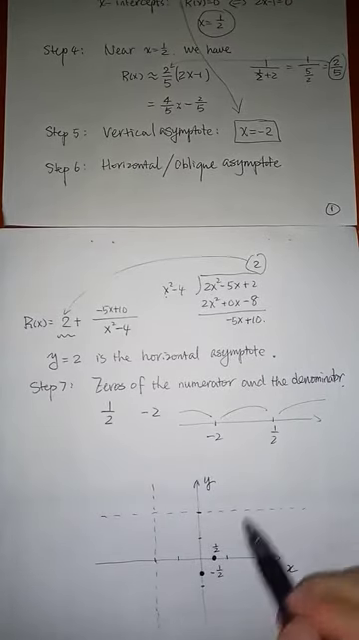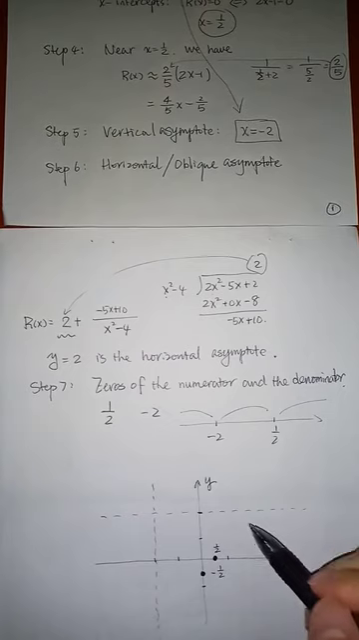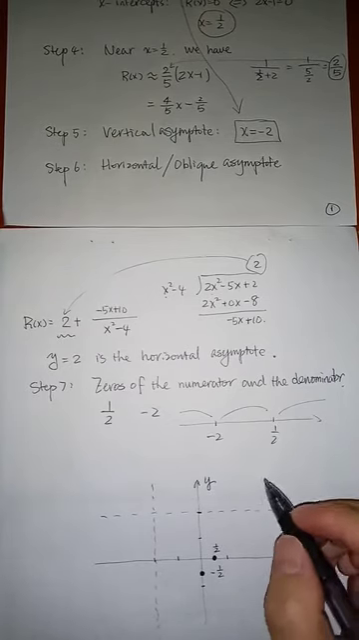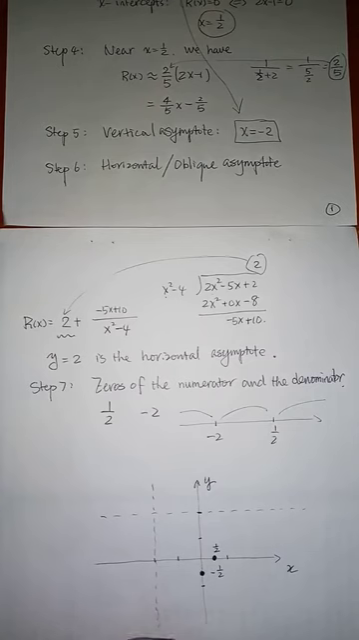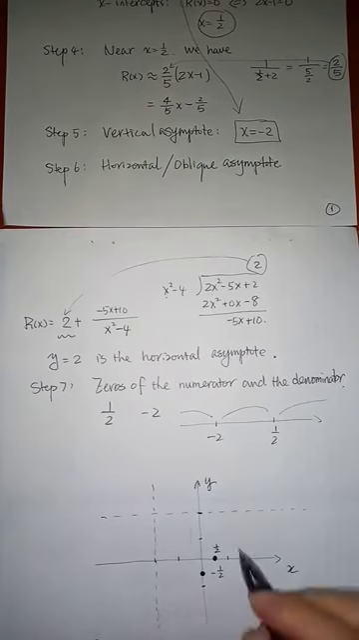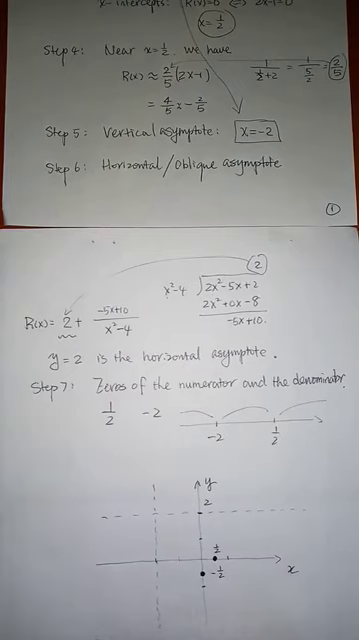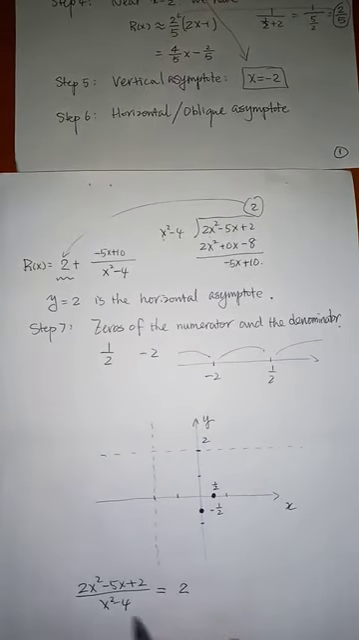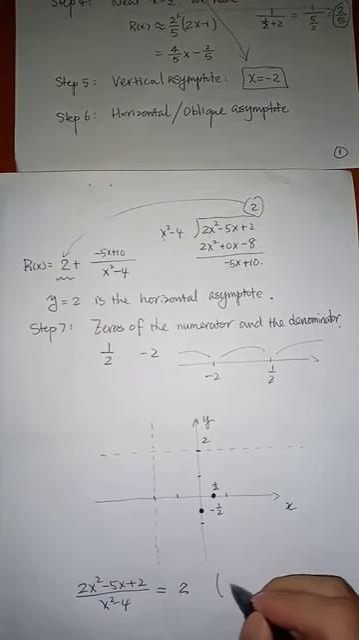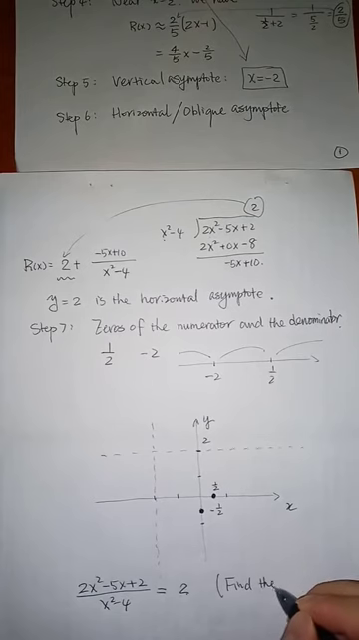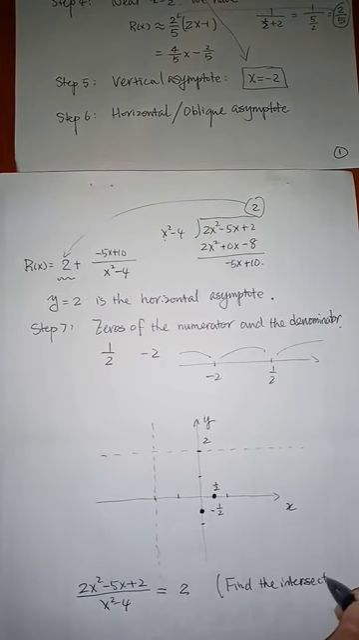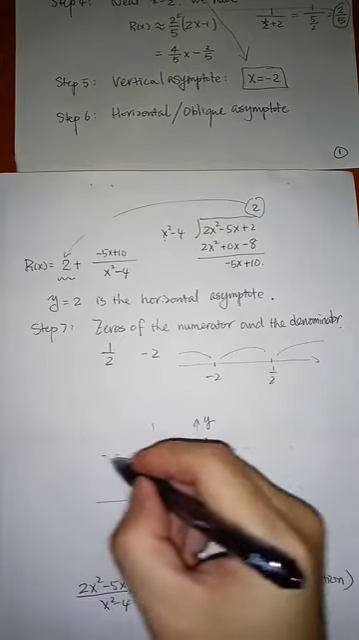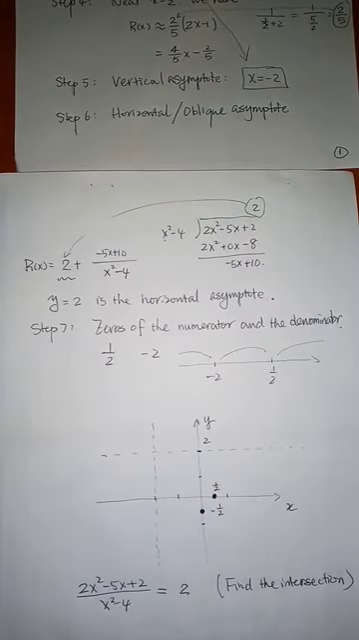Whenever you have a horizontal asymptote, you want to see if the graph intersects the horizontal asymptote or not. To do that, you let r of x, 2x squared minus 5x plus 2 over x squared minus 4, equal this number 2. You copy the rational function and let it equal the horizontal asymptote, so we find the intersection. We want to know if the graph crosses a horizontal asymptote or not.